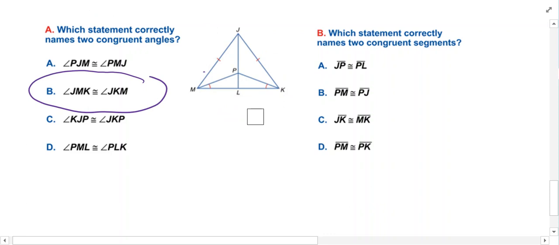For the next portion of this problem, which two statements correctly name two congruent segments? If I look at the last one here, PM and PK, I know that this angle is congruent to this angle, so this has to be congruent to this. And that concludes the lesson for 4-6.